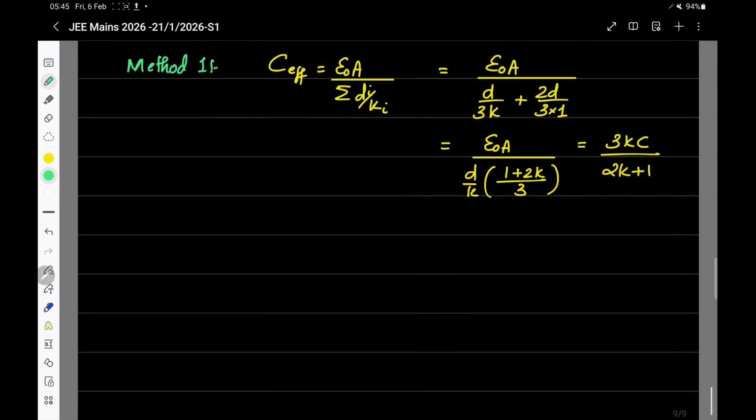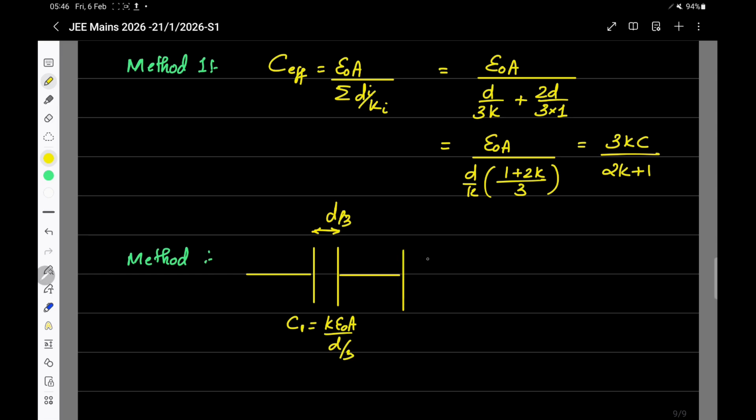But we can do it by another method. We can break this as a system of two capacitors in series. One capacitor has the distance between the plates D by 3. So its capacitance C1 will become K epsilon naught A over D by 3. It is in series with another capacitor whose distance between the plates is 2D by 3. Its capacitance C2 will become, no K here because there is no dielectric, so epsilon naught A divided by 2D by 3.